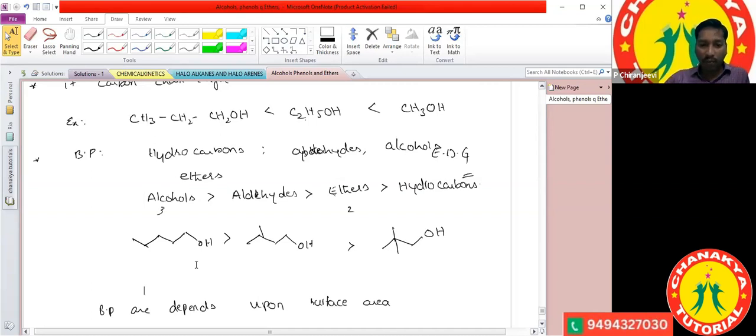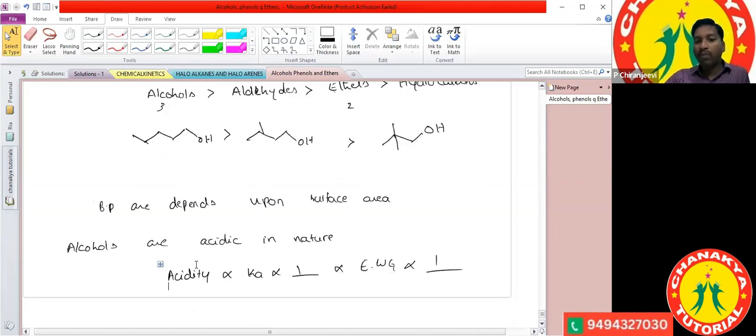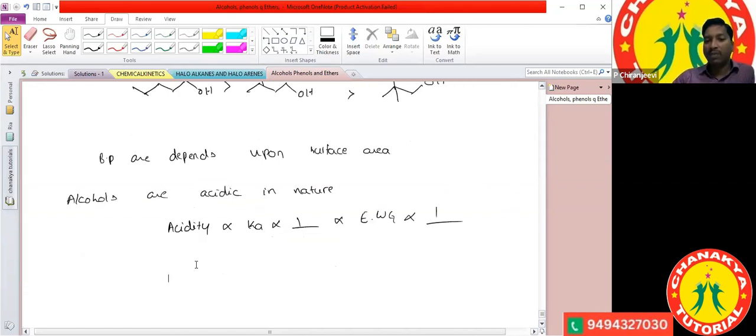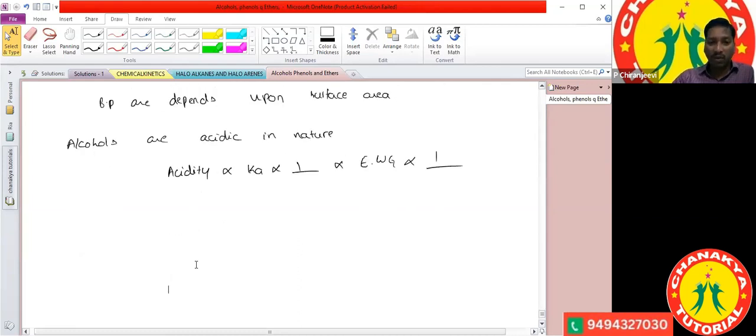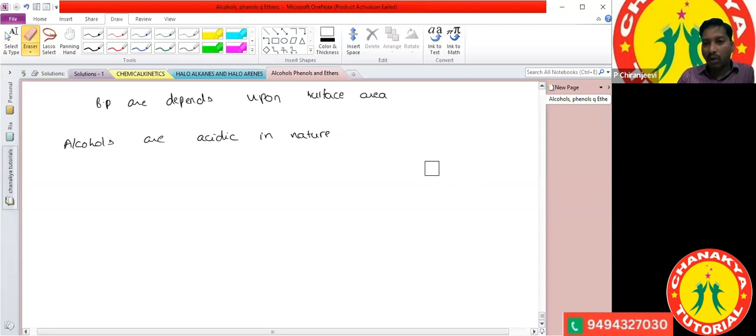Boiling point also depends upon surface area. As surface area increases, the boiling point also increases. Okay, so the next important concept is the chemical properties. Actually, we are going to study this under the chemical properties of alcohols.